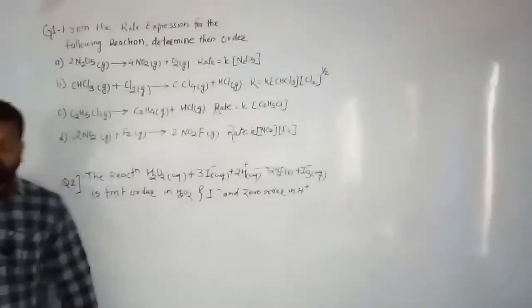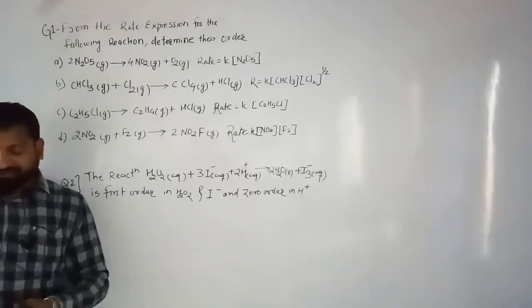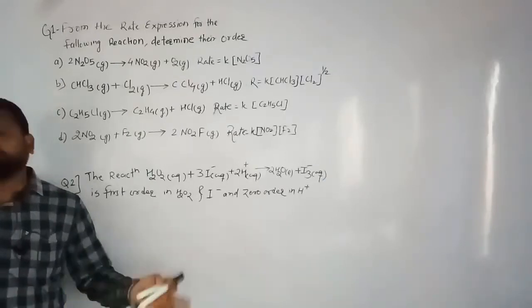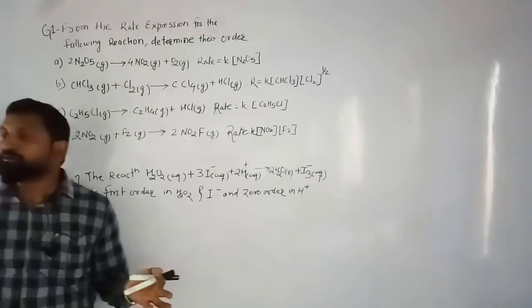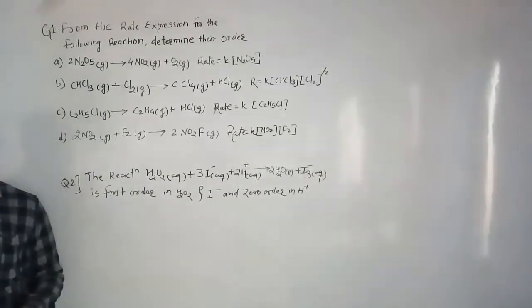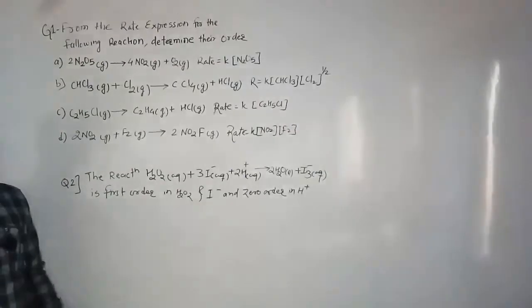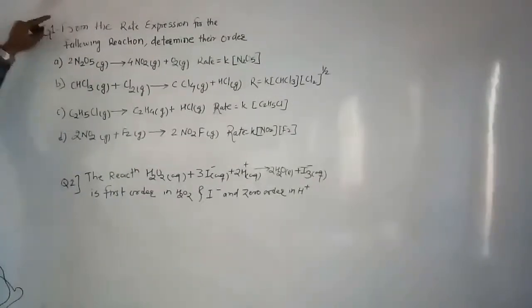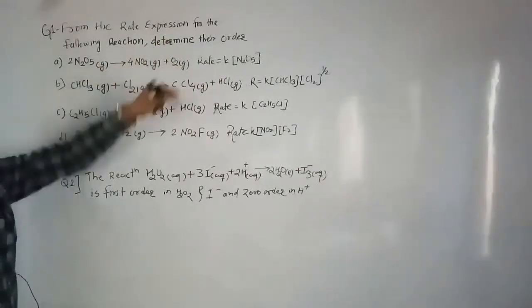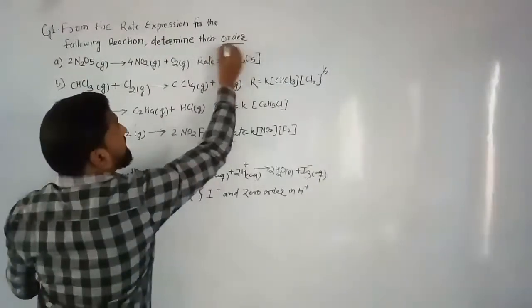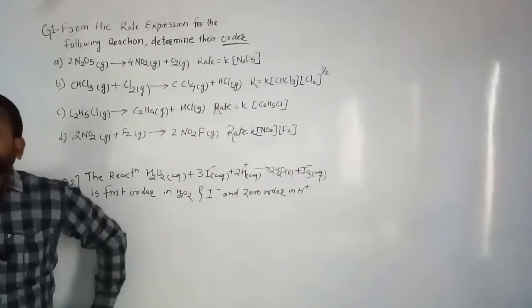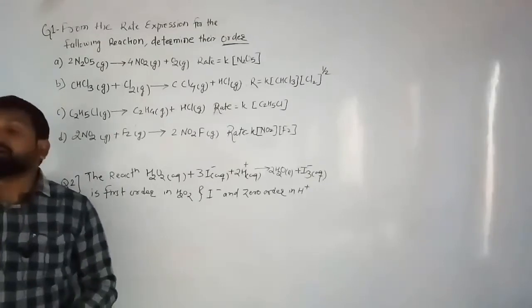Understood? Okay. If you remember, at the start of this video we started with ROR. I am not talking about the Telugu movie RRR. ROR means rate of the reaction. Now see here, first question: from the rate expression for the following reactions, determine their order. We have already discussed what is meant by order. Order is nothing but the algebraic sum of the exponents.